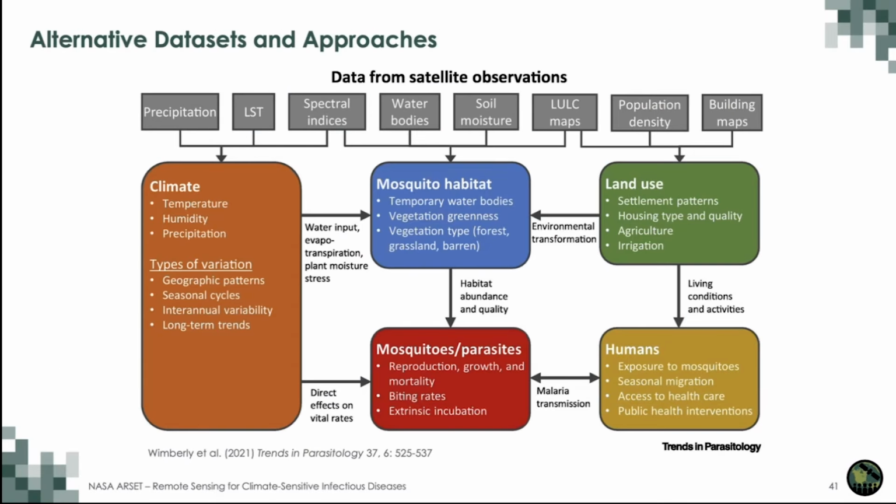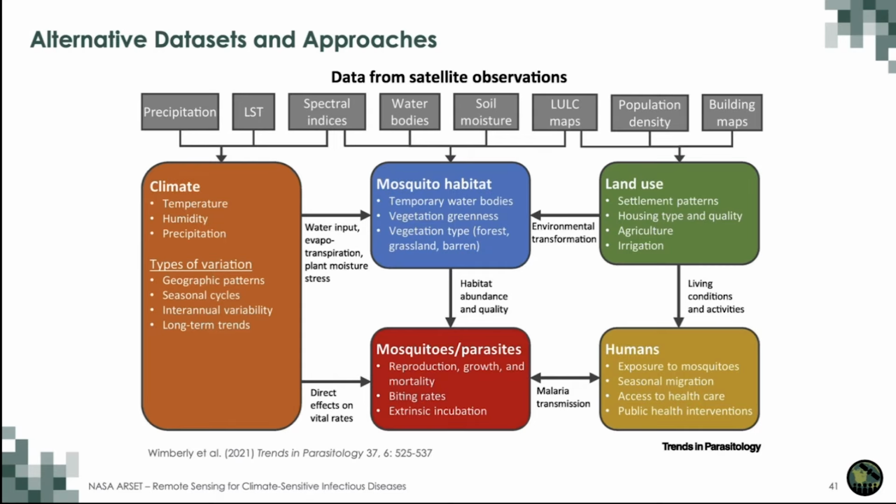I'll say that there are always alternative data sets, and I'm going to offer up a graphic here. This is from a paper that I did with some colleagues a few years ago in Trends in Parasitology. It's specifically on new frontiers in the application of satellite data for malaria research and applications. We tried to organize the different sources of data here and how they connect to different components of the malaria system. If you look across the top, the gray boxes, those are all satellite observations that we can get, often from different sources.